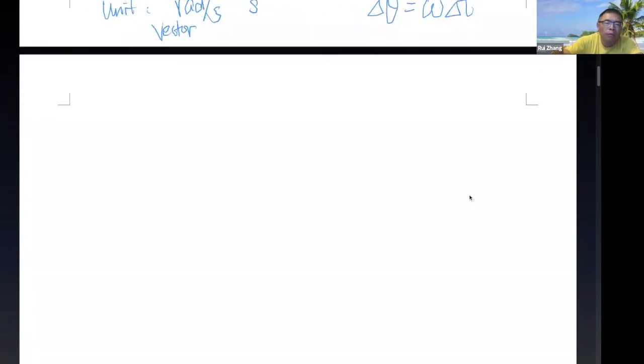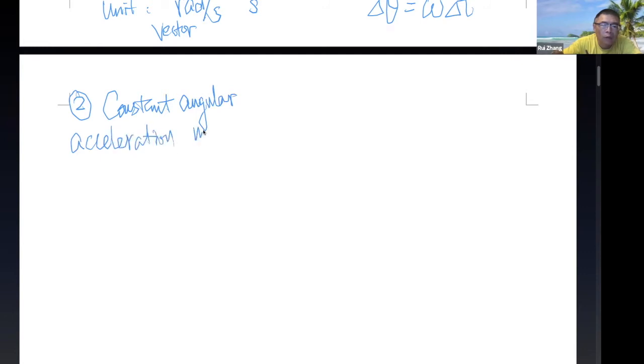The second one we want to talk about is again similar to what we did in chapter 2: constant angular acceleration motion. In this case, what is constant is not the angular velocity itself, but the angular acceleration. So the object would rotate either faster and faster, or slower and slower, but the acceleration stays constant.